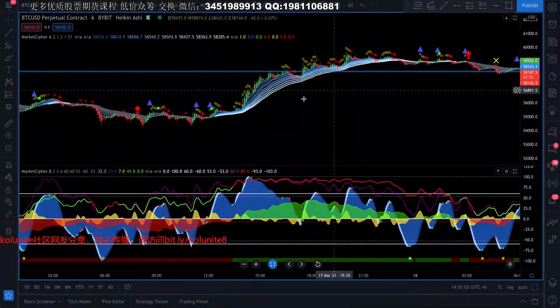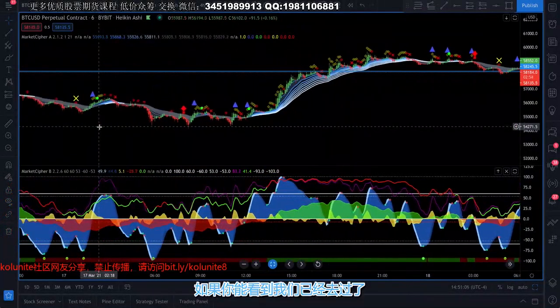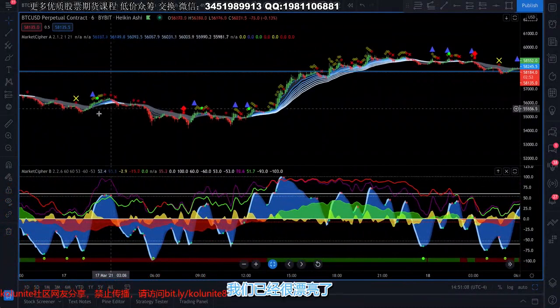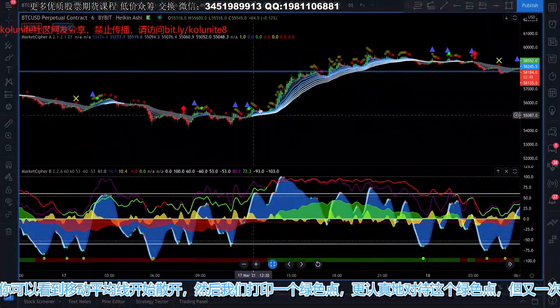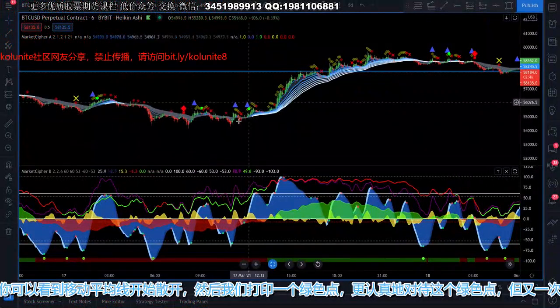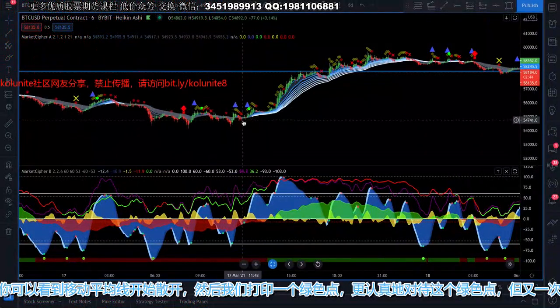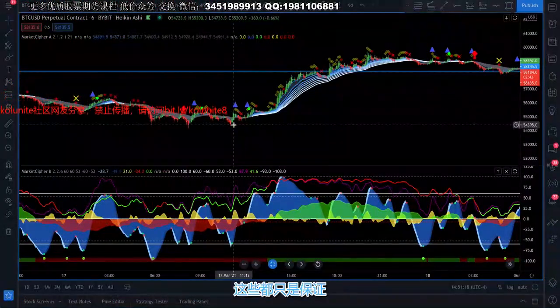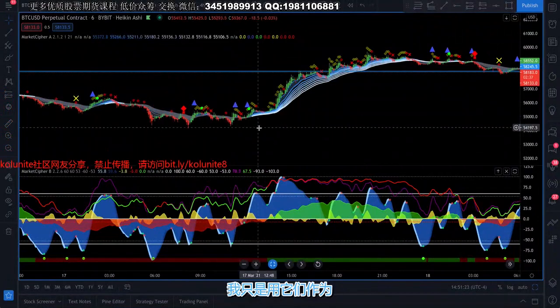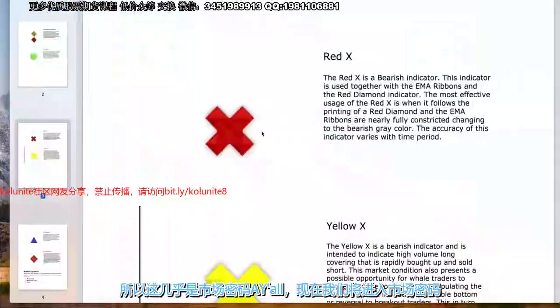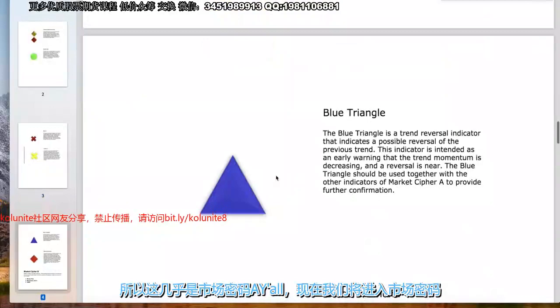On the contrary, if you can see that we've already been pretty tight, and we've already been pretty bearish, and you see the moving averages start to fan out, and then we're printing a green dot, take that green dot more seriously. But again, these are all just reassurances. I would not use them as confirmations. I would just use them as reassurances. So that's pretty much Market Cipher A, y'all.